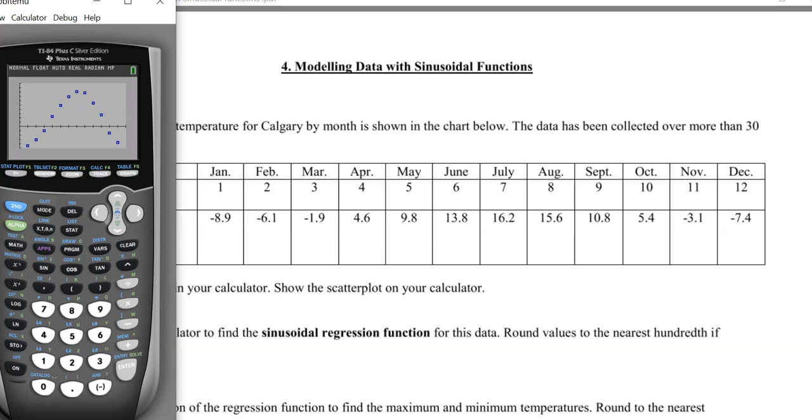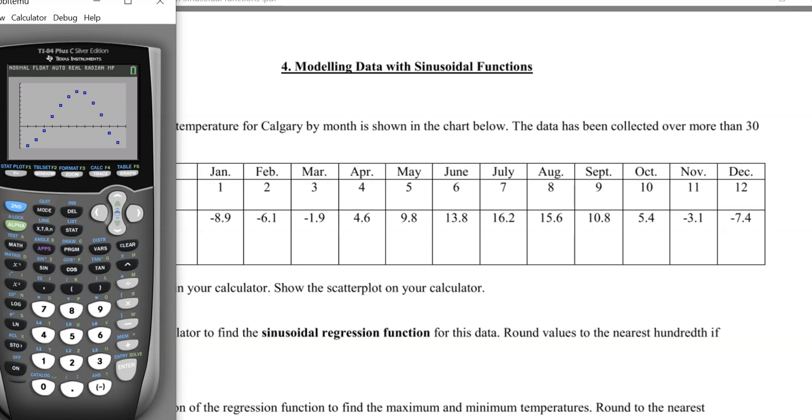When we hit graph, we get what's called a scatter plot. And the scatter plot is just all the points that we put in. One nice thing about a scatter plot is that if I accidentally put positive 8.9 instead of negative 8.9, I'd have a point sitting up there. Right? So we can see these points, it looks sinusoidal, right? It's got a wave pattern.